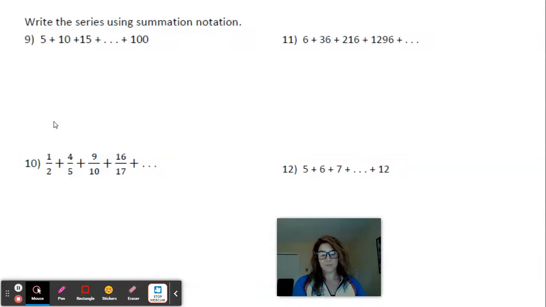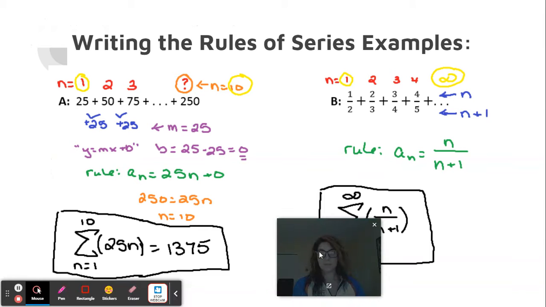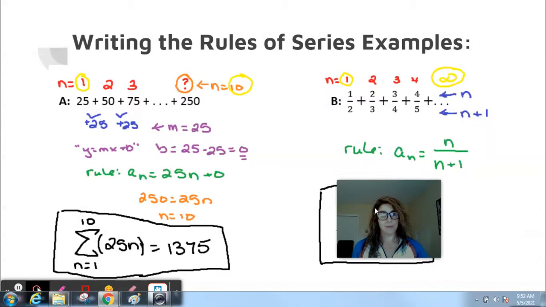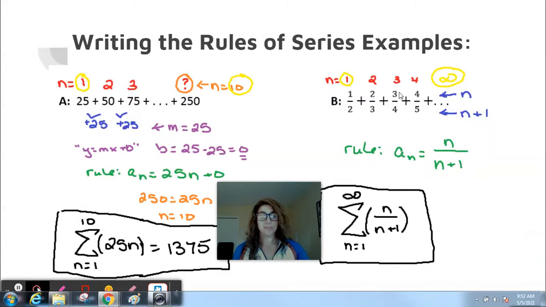Okay. And again, you can see that I went through, I found the rules to see what they would come out to be. And then the summation I set up from 1 to 10. I found out 250 was 10 away. That's the 10th term in there. And then I just put that in the calculator. Came out to 1375.